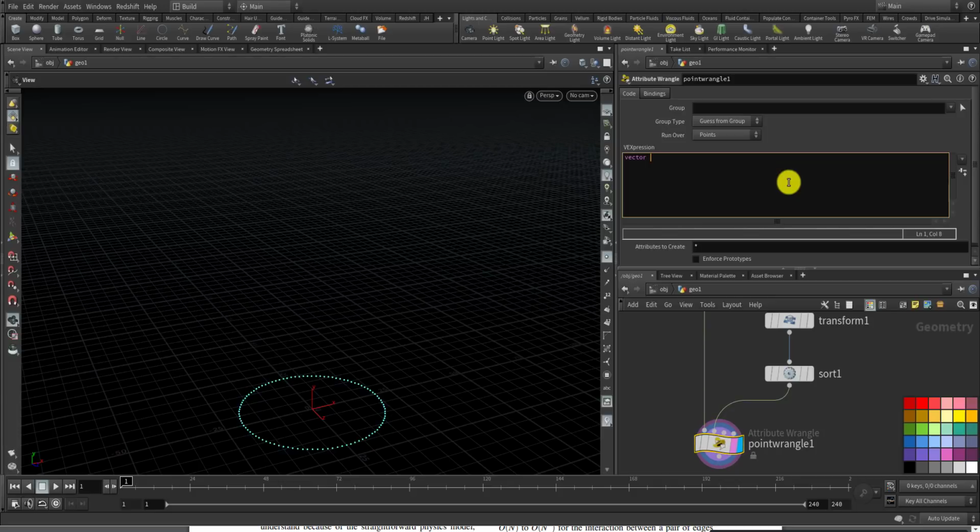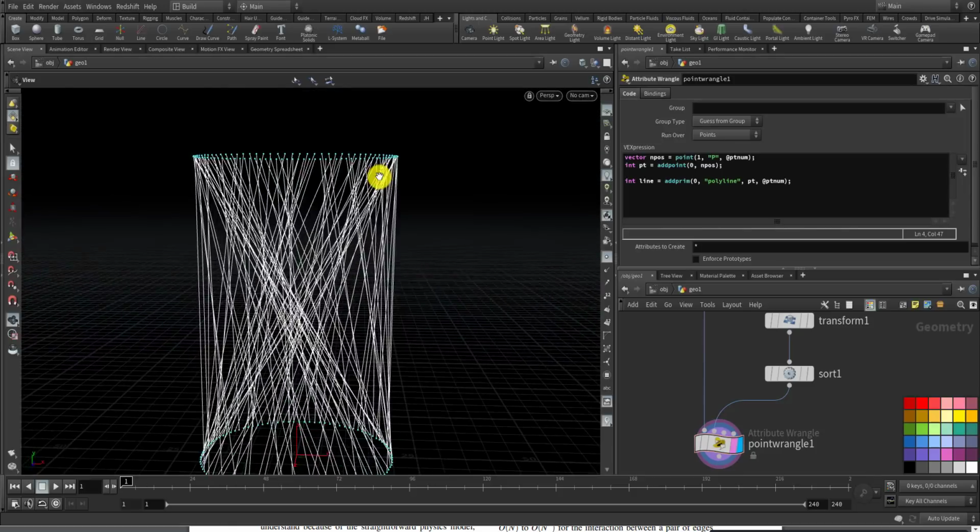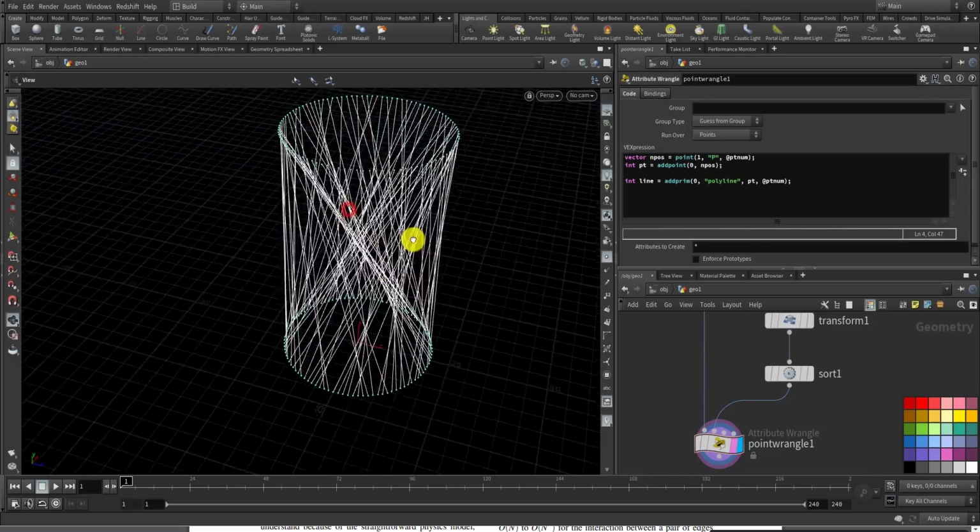Let's get the top position of the point with the same index number as the point on the bottom. And let's add that point. And let's make a line. Okay. So this will be the initial condition of the network, which is just a straight line.